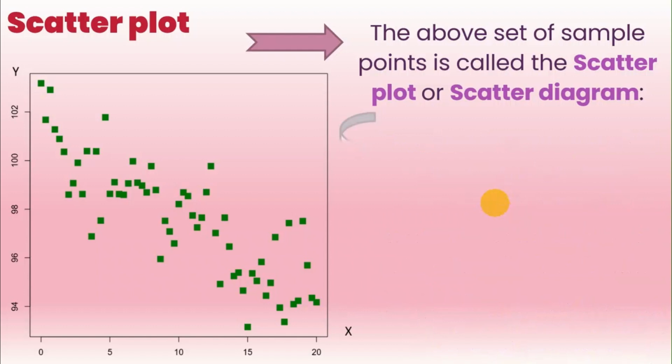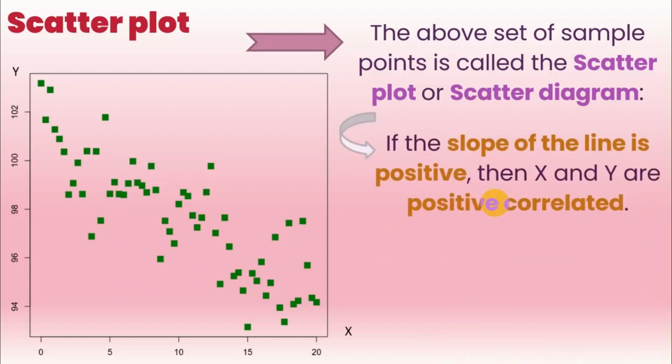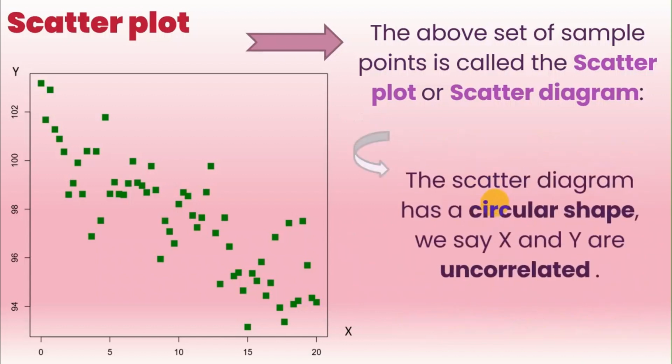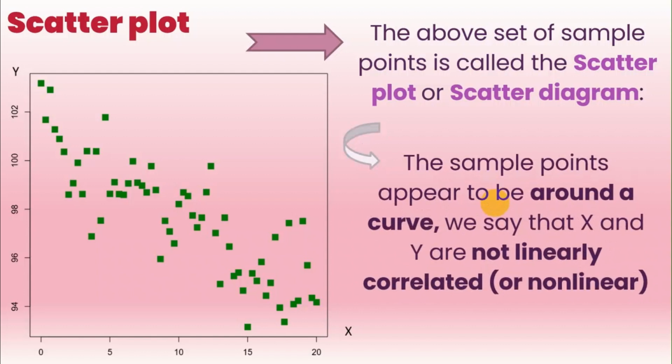If the slope of the line is positive, then x and y are positively correlated. But if the slope is negative, then x and y are negatively correlated. If the scatter diagram has a circular shape, we say x and y are uncorrelated. If the sample points appear to be around a curve, we say that X and Y are not linearly correlated, or we can say non-linear.